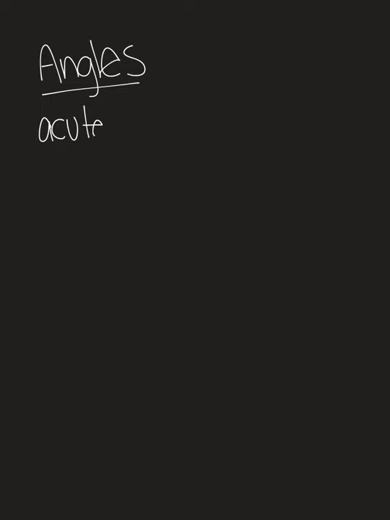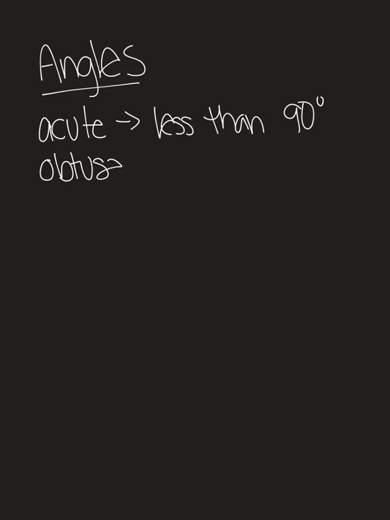Now we're going to take a look at angles. And there is a lot of information about angles, so let's start by classifying angles. So we have acute angles, which are angles that are less than 90 degrees. We have obtuse angles, where the angle measure is more than 90 degrees, but then that they would be less than 180.